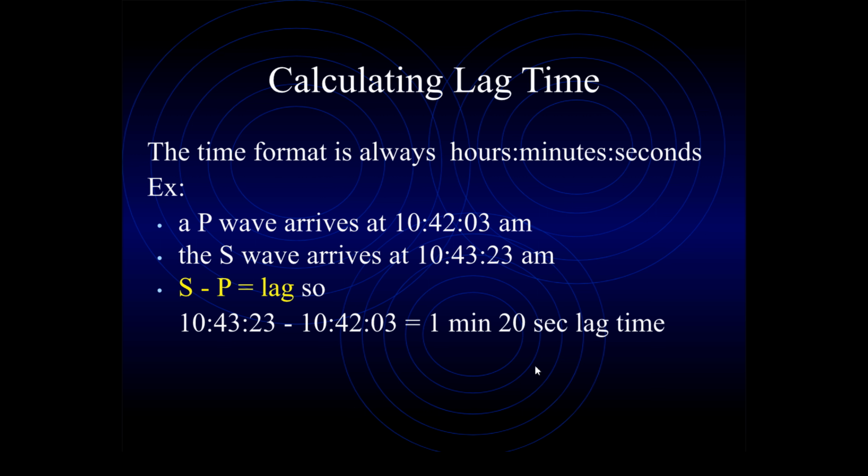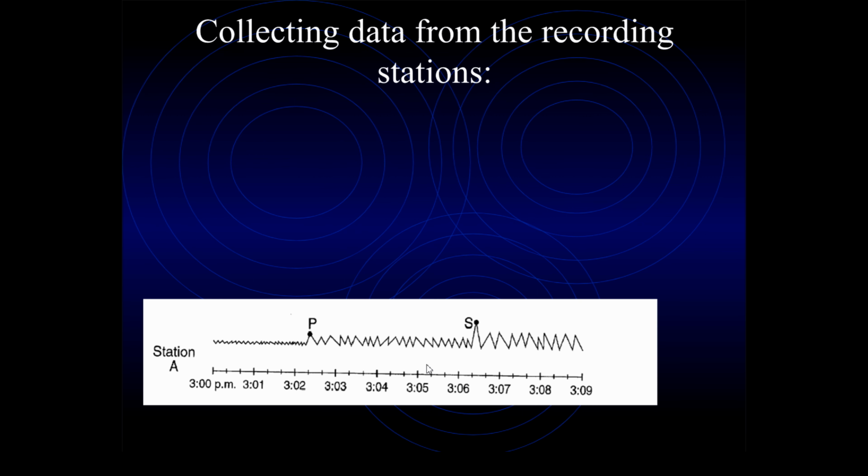43 minus 42 is 1. If you ever get to a point where you maybe had the 03 on top of the 23, you would take your minutes, subtract 1 minute, and add 60 seconds. So this would end up then being a 63 and a 1. We'll show an example of that later. For now, S minus P equals lag.